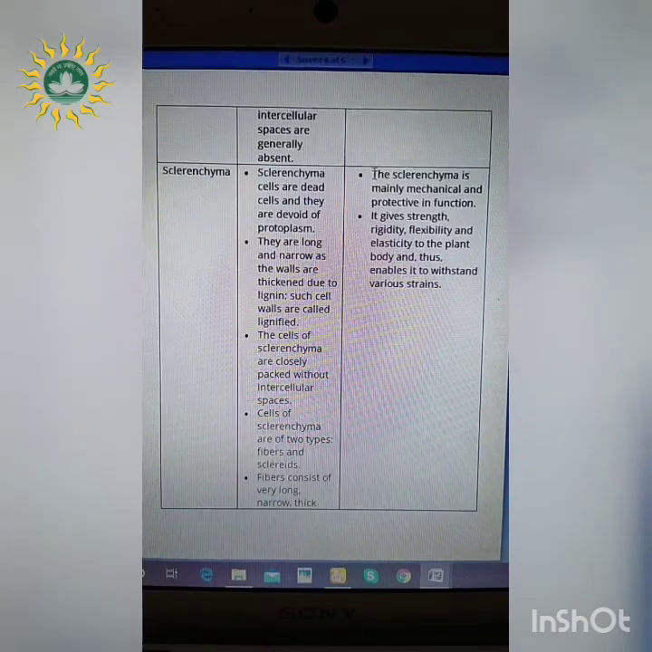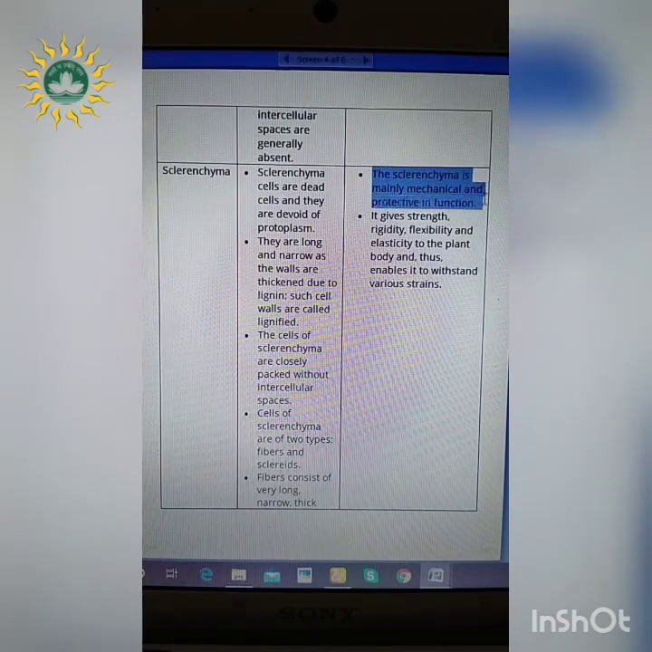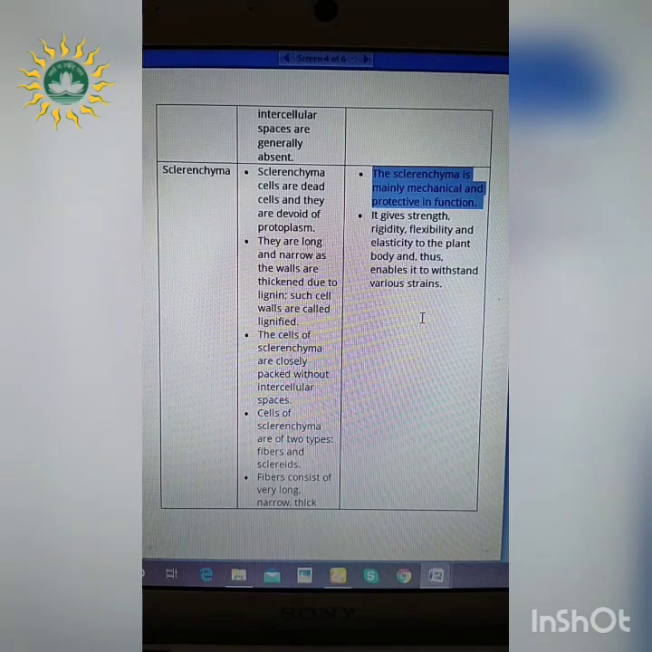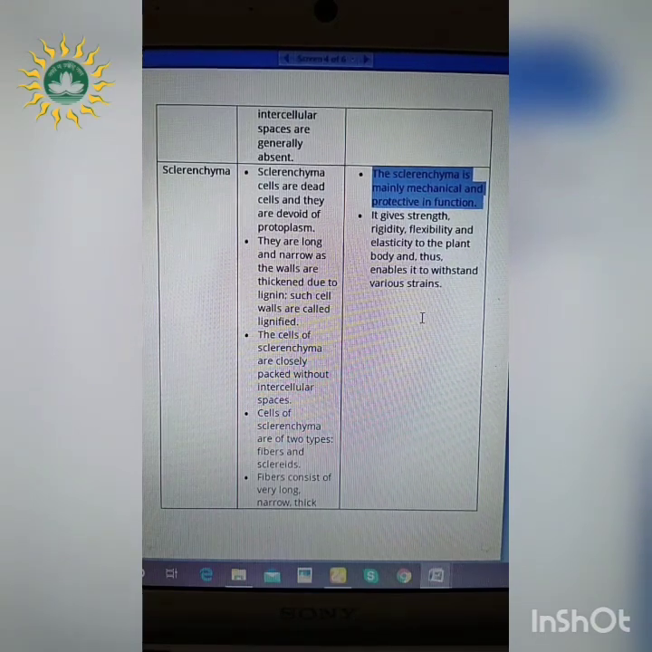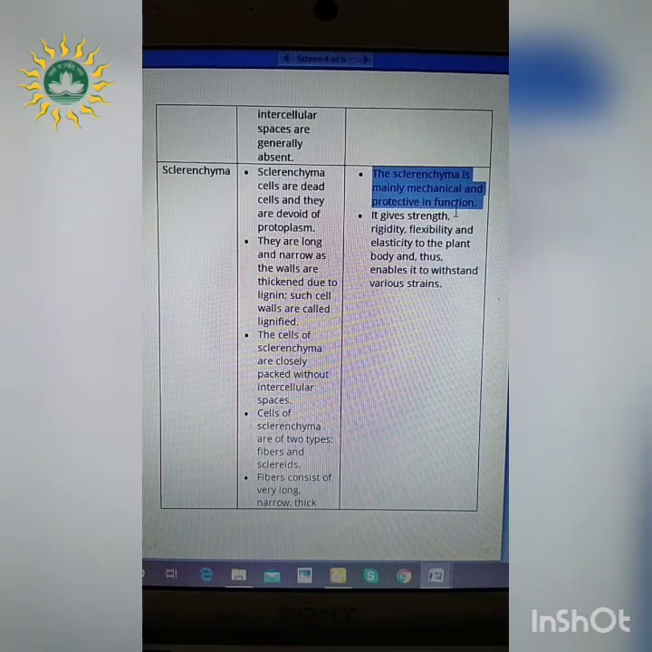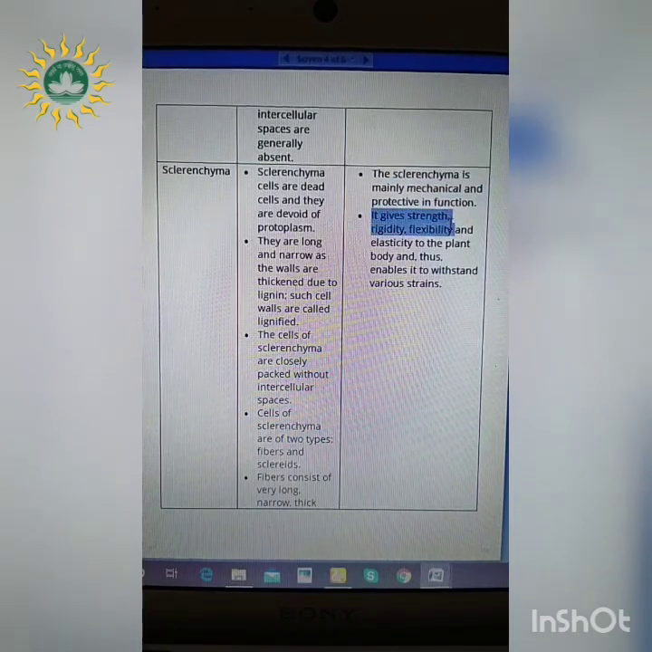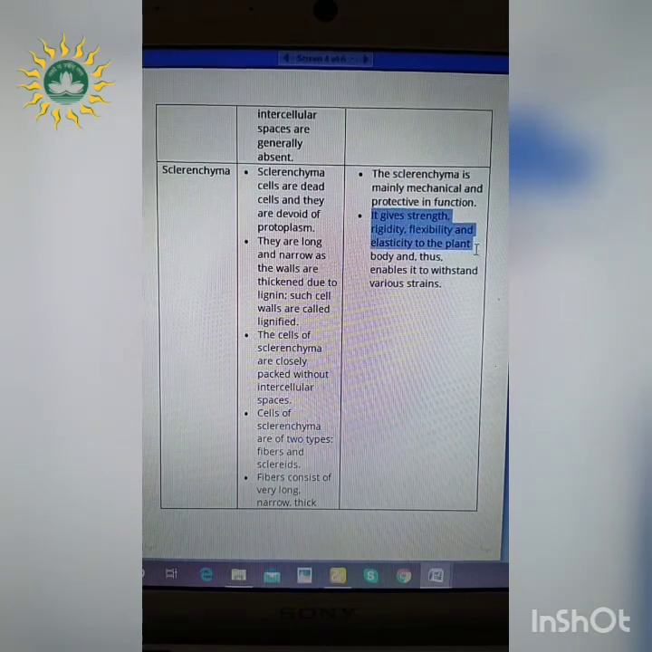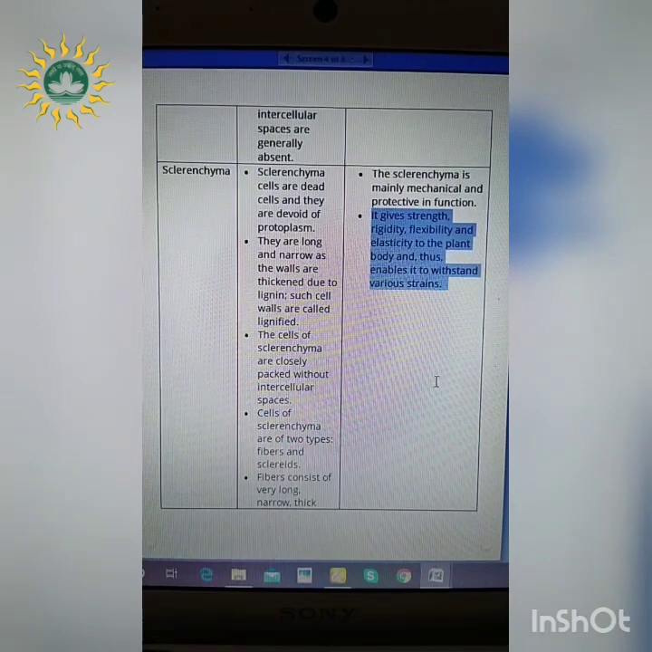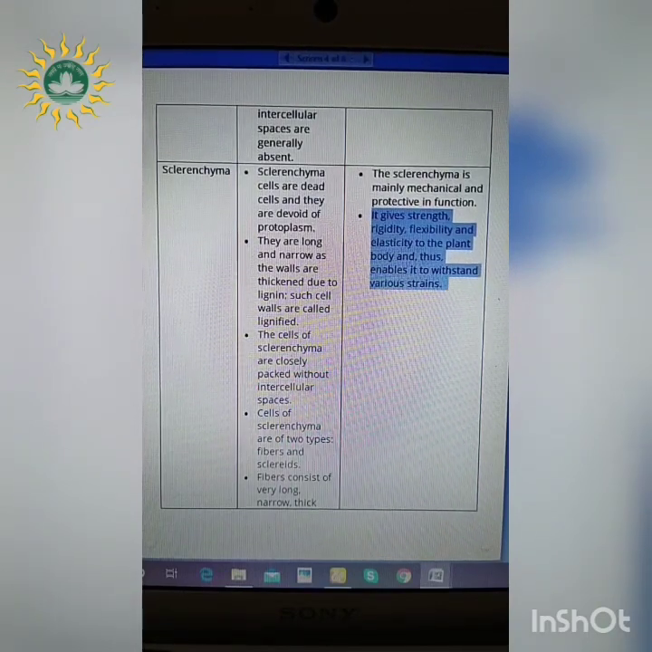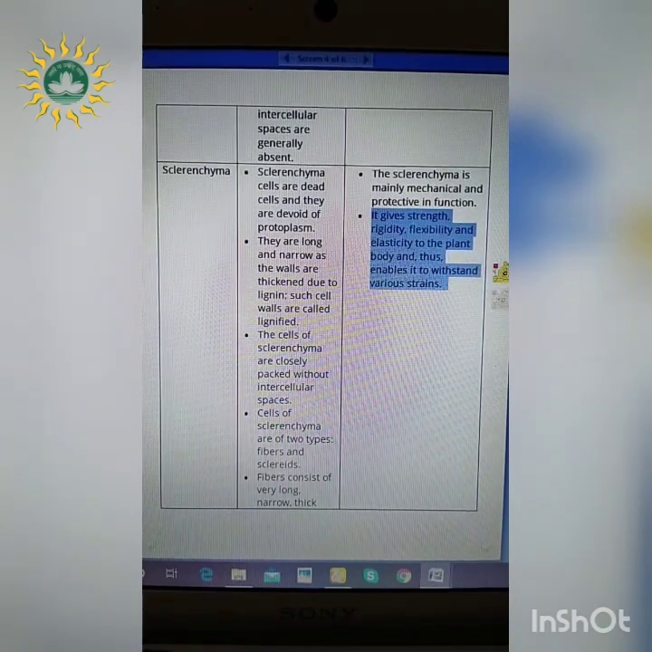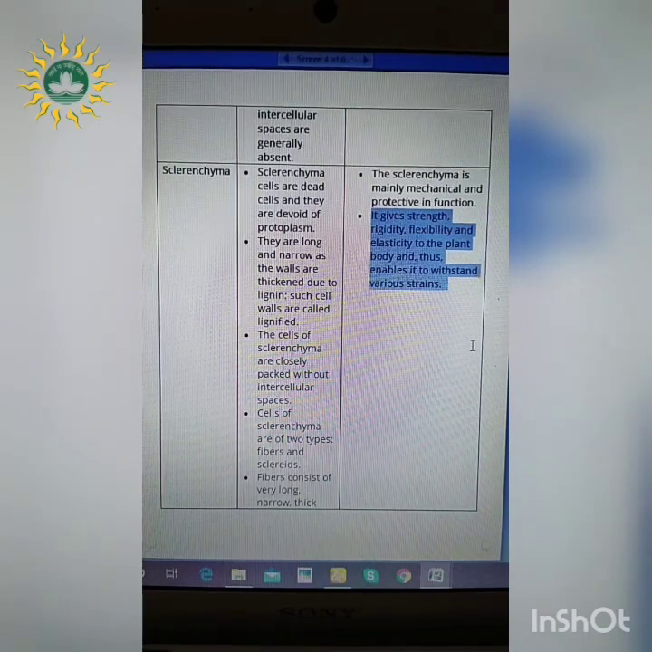What is the function? The sclerenchyma is mainly mechanical and protective in function, because of the presence of lignin, so this cell wall is very strong and they can easily provide mechanical as well as protective function. Secondly, it gives strength, rigidity, flexibility and elasticity to the plant body, and thus enables it to withstand various strains. So any type of unfavorable conditions the plants can withstand in the presence of sclerenchyma.